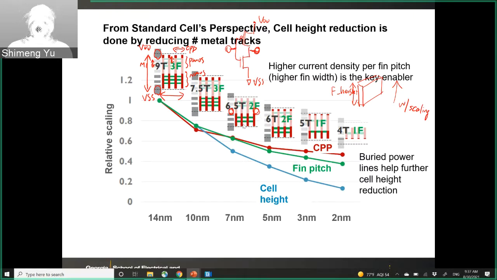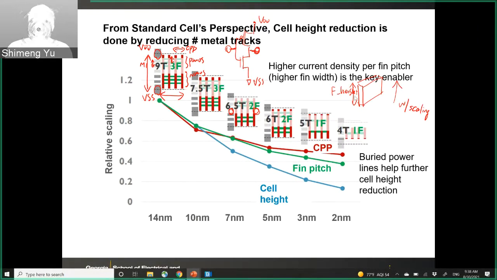So in other words, in the older technology node, maybe you need to use 3 fins to deliver, for example, 100 microamp of current. But in the newer technology nodes, you may only need 2 fins to deliver the same amount of current, for example, 100 microamp. This is because each fin is higher in the newer technology node, so you can deliver more current per fin. Therefore, you can use fewer fins to deliver the same amount of current.